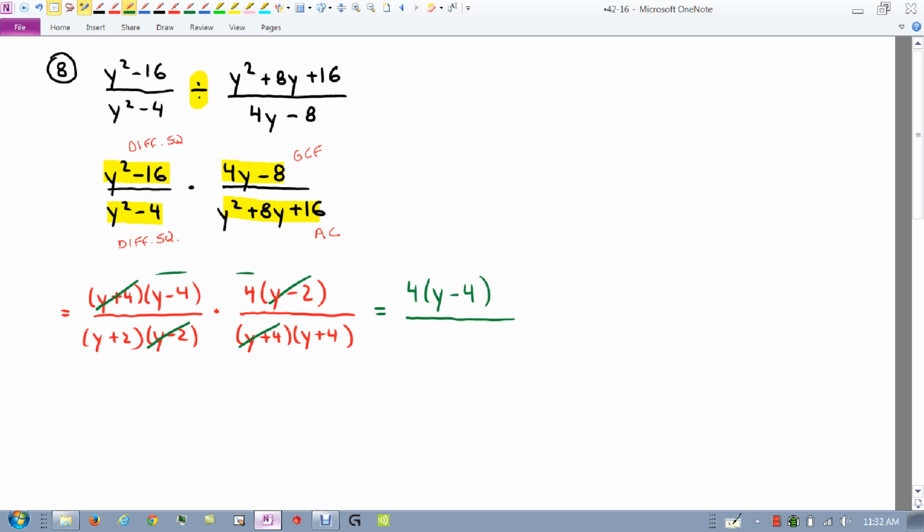All right, so on the bottom I had a y plus 2, y plus 4. All right. You can leave it like that, or you can multiply it all out. I recommend just leaving it just like that. All right. What's next? Number 9.